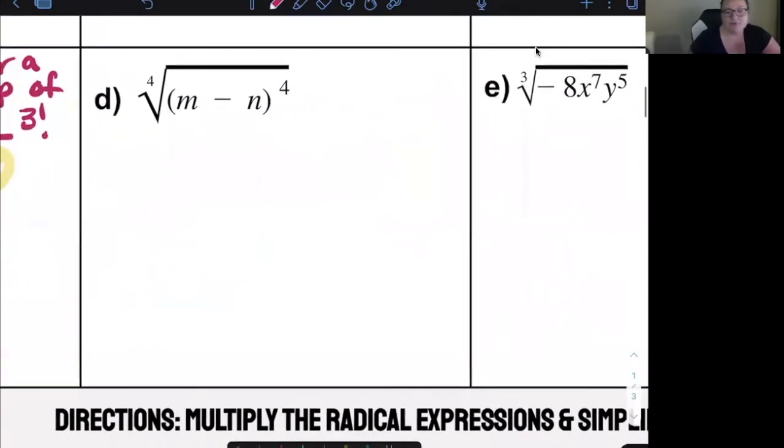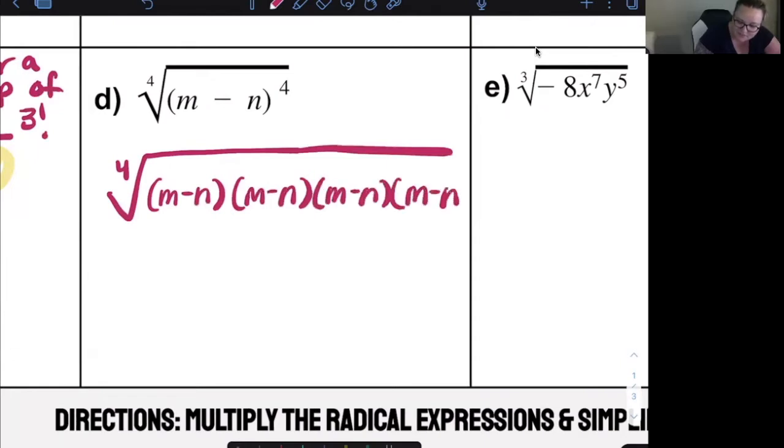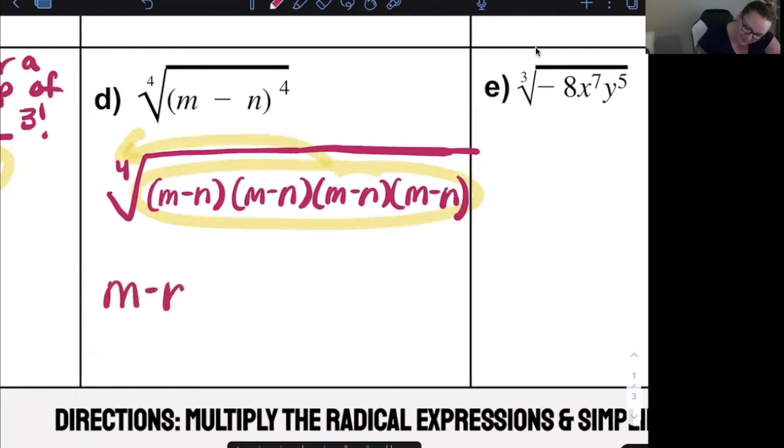What about the 4th root of m minus n to the 4th? Well, there's a couple ways you could think about this problem. m minus n to the 4th is the same thing as m minus n times m minus n times m minus n times m minus n. Well, I've got a group of 4 m minus n's, so I can bring that out in front of the radical, and nothing would be left inside of the radical.